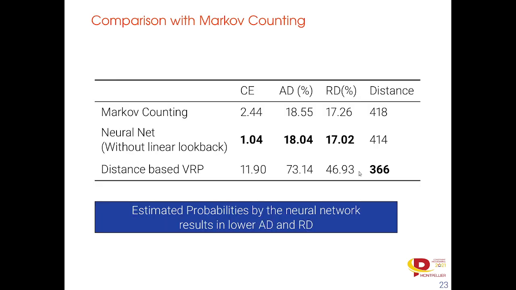So we choose this model and compare it with the Markov counting approach, and we show that again we have lower AD and RD than the Markov counting approach, and obviously a low cross entropy loss. This is expected because we train the neural network to minimize the cross entropy loss, and it shows that in this way we are able to minimize both AD and RD. On the other hand, the distance based VRP produces the lowest distance traversed, but this is not preferred. That's why the AD and RD are very high for this solution.